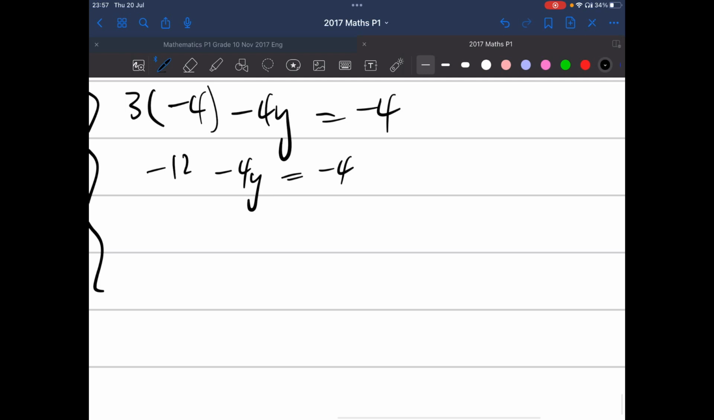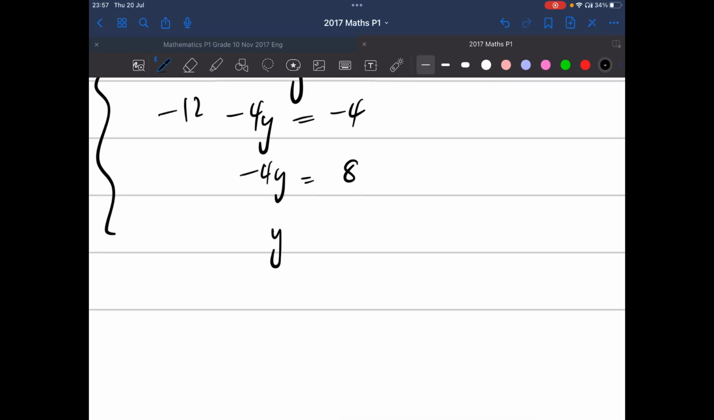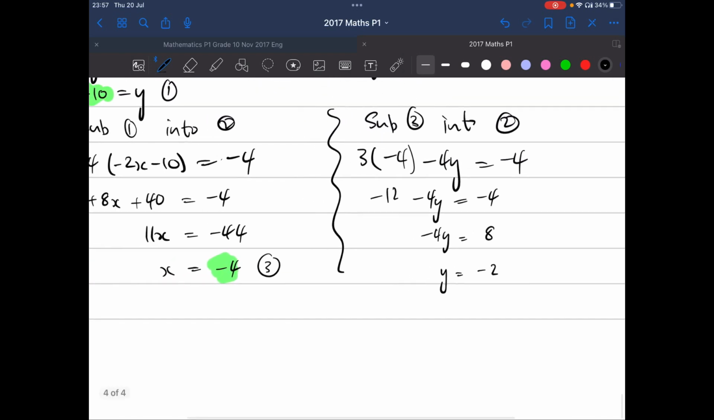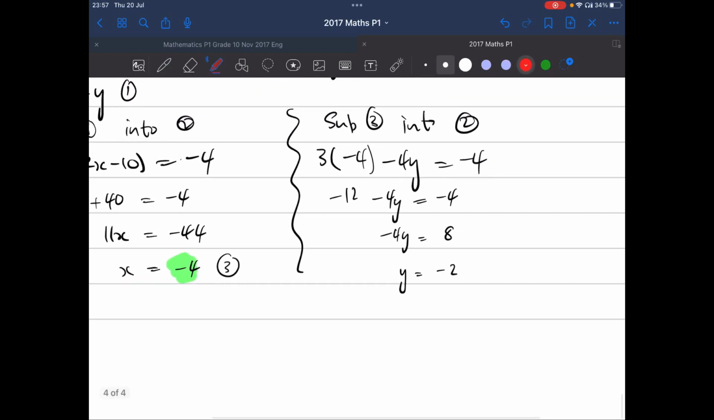Again we'll group like terms, so I'll bring this minus 12 to that side, so I'll have minus 4y equals minus 4 plus 12, which is 8, and then I'll divide both sides by minus 4, so I'll get y is equal to minus 2. So there's your final answers. X is equal to minus 4, and y is equal to minus 2.